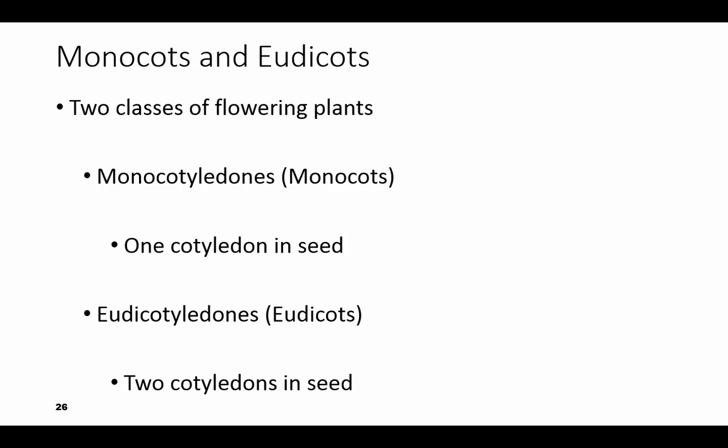There's two classes of them. There's the monocotyledons or monocots and the eudicotyledons or eudicots. You may have learned them in high school as dicots. They have one cotyledon in the seed, and a cotyledon is a seed leaf. The eudicots have two cotyledons in the seed.